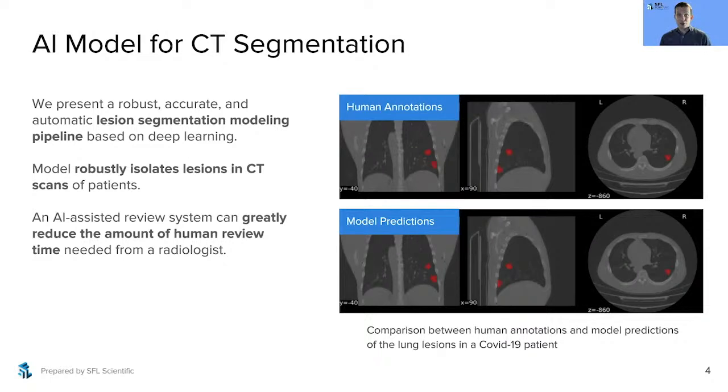The image in this slide shows 3 2D slices of the 3D scan, and it shows the human annotations of the lesion areas on the top, as well as the model predictions showing the accuracy of the model's output on this particular sample. Now, in our use case, we only used the 3D mask output of the model to compare the overlap of the model predictions to human annotations. However, it is also possible to extract the volume of the found lesions using this model.